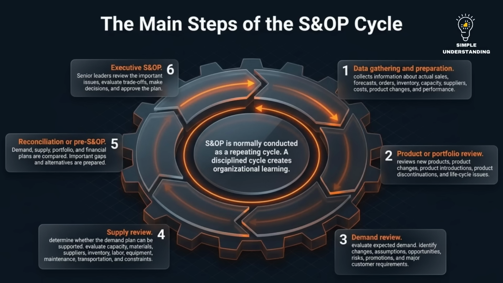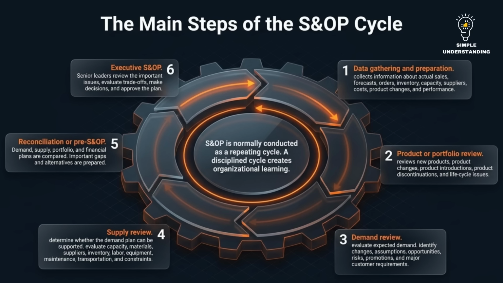Topic 4. The main steps of the S&OP cycle. S&OP is normally conducted as a repeating cycle. Many organizations perform the process monthly, although the exact frequency may differ. The process normally contains several connected activities. The first activity is data gathering and preparation. The organization collects information about actual sales, forecasts, orders, inventory, capacity, suppliers, costs, product changes, and performance.